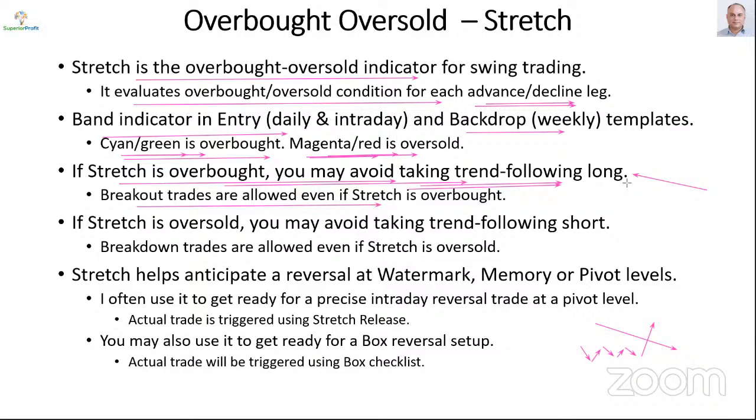If stretch is overbought, don't take a go with flow long unless it was moving inside a very narrow or relatively narrow range, so that a little bit of move up made it overbought. It still has some way to go before the upper boundary is hit. You may take that in that case, but in general, if stretch is overbought, avoid taking trend following long. Breakouts are fine. If stretch is oversold, you may avoid taking trend following short. Usually they may not come if you apply the checklist, but sometimes they will come. Breakdown trades are fine if stretch is oversold.